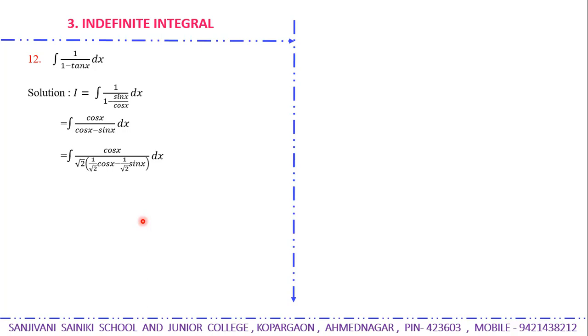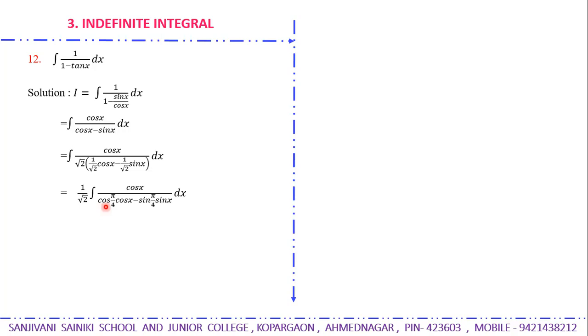You can use numerator is equal to lambda times denominator plus mu times derivative of the denominator, or you can adjust the denominator by simplifying it into sin of alpha plus beta, or cos of alpha plus beta, or sin alpha minus beta, or cos alpha minus beta, any one of the formulas. So here cos x minus sin x can be written as root 2 into 1 by root 2 cos x minus 1 by root 2 sin x. Now for this 1 by root 2 and this 1 by root 2, I will use cos pi by 4 and sin pi by 4.